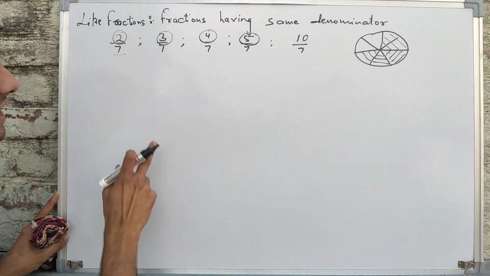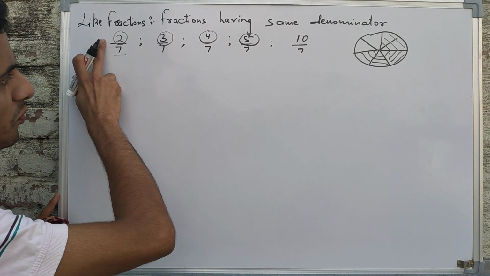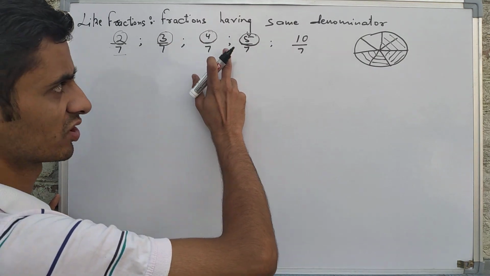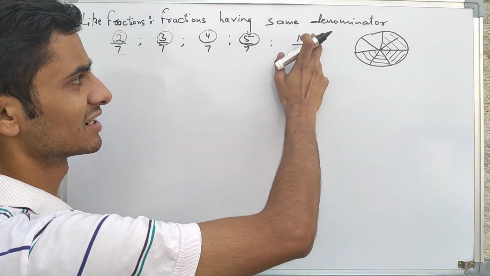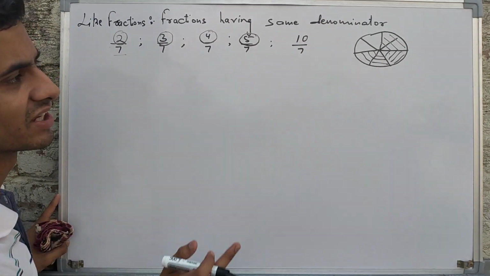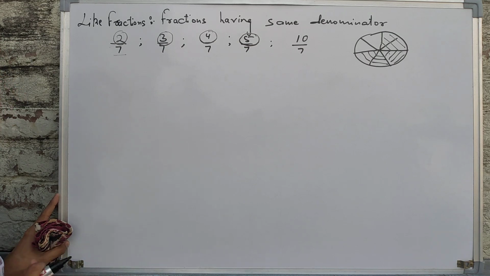So obviously 2 upon 7 is smallest, 3 upon 7 is bigger, 4 upon 7 is further bigger, 5 upon 7 bigger, 10 upon 7 is obviously biggest. So in this way we can compare like fractions.